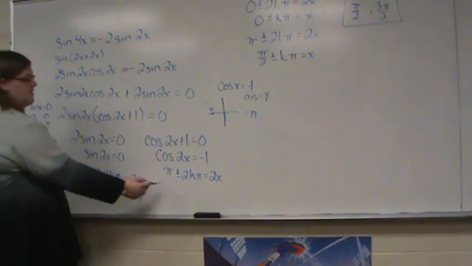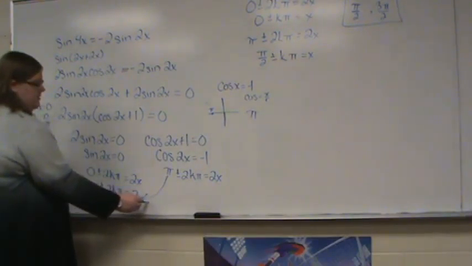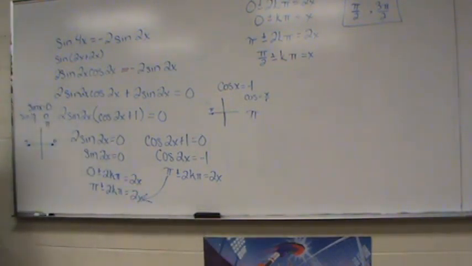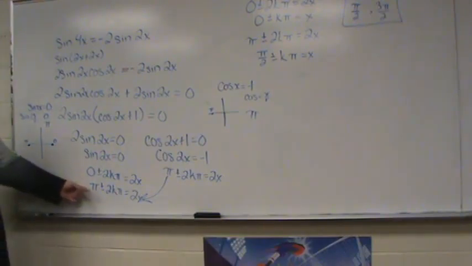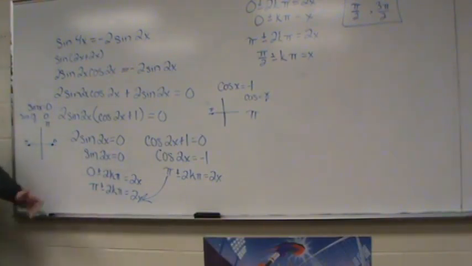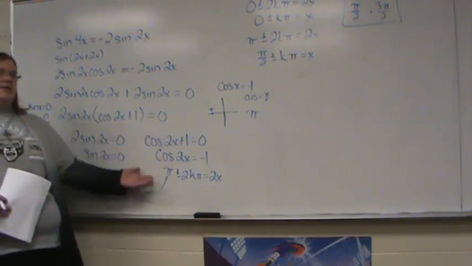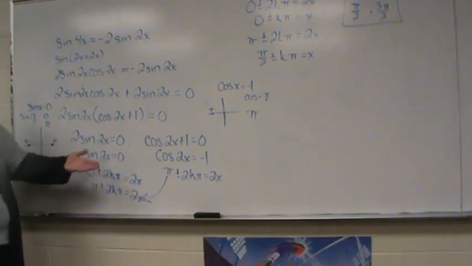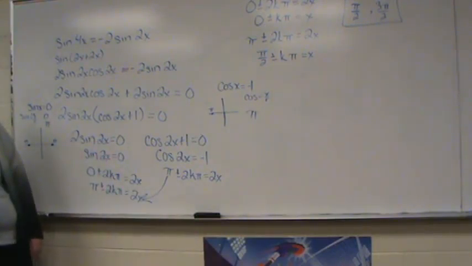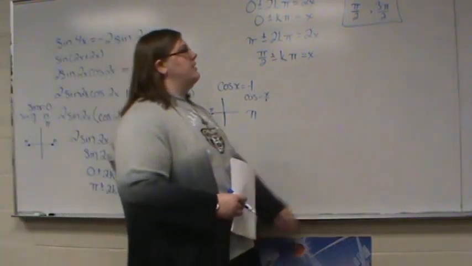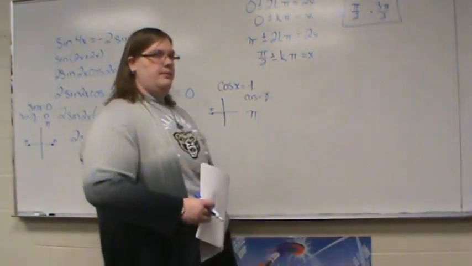And that is actually going to give us the same answers that we got from the sine one when we had pi plus or minus 2k pi x. So we've actually already included those answers. But we have to check just in case there are additional answers that would happen from the cosine. So we still just have these 4 answers for example 2.